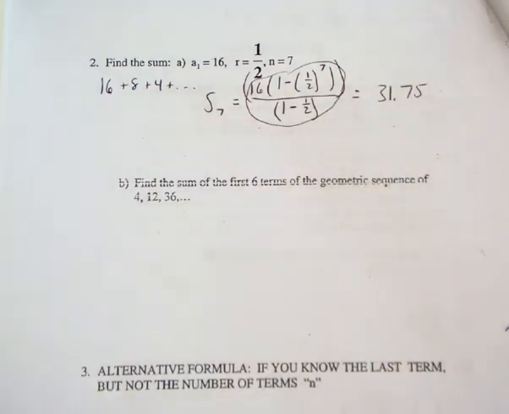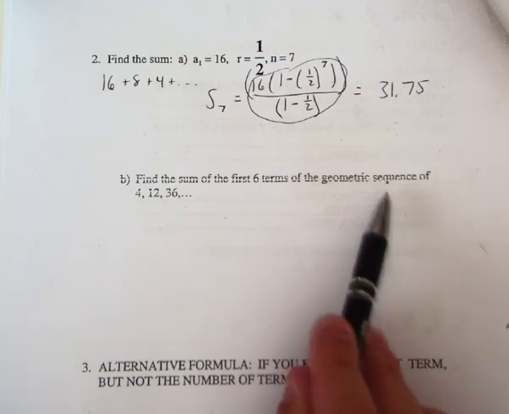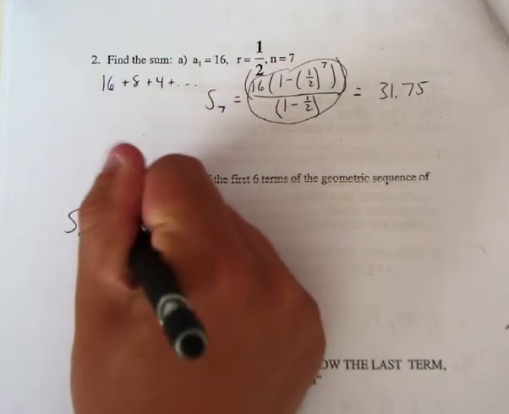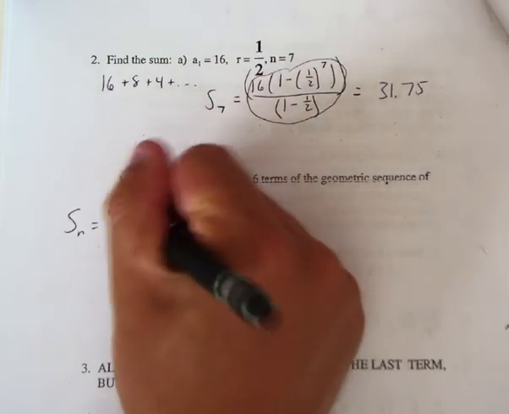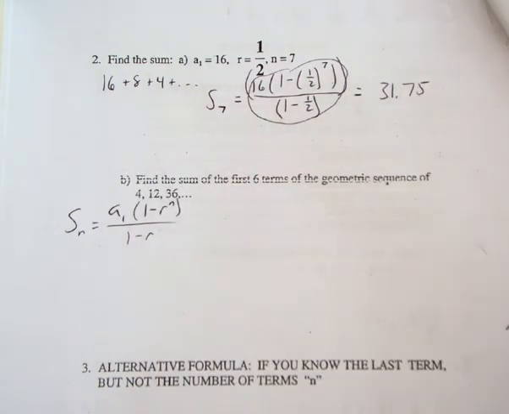So there you go. B, find the sum of the first 6 terms. So we're adding 6 numbers together of the geometric sequence. So remember to use the formula. We need the first term. It's 1 minus r to the n divided by 1 minus r. So we need to know the first term.